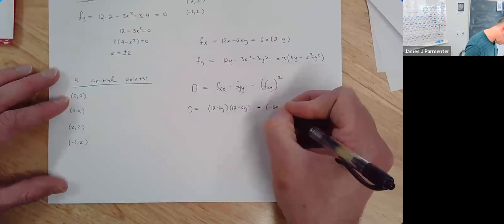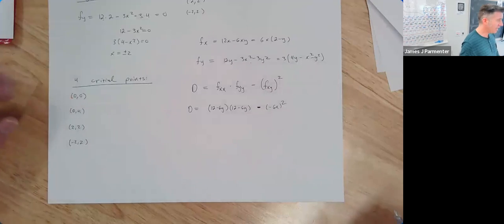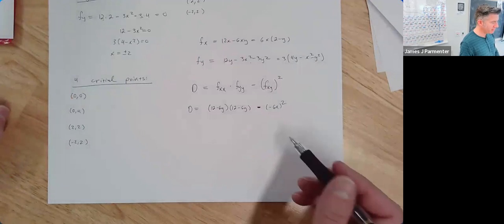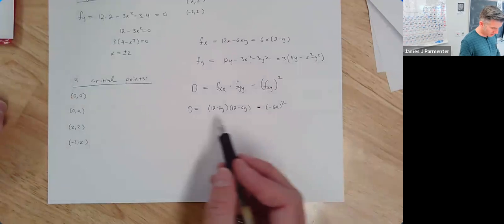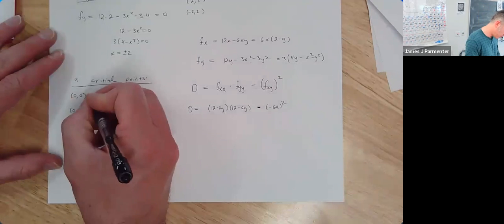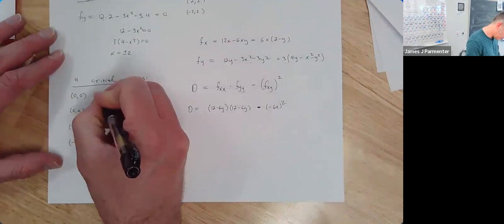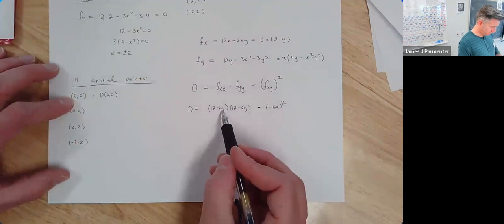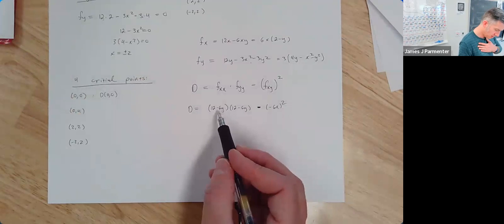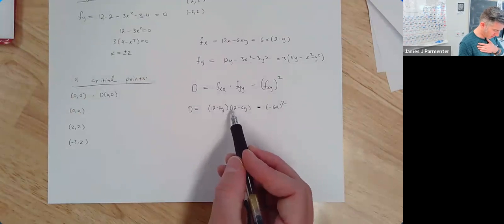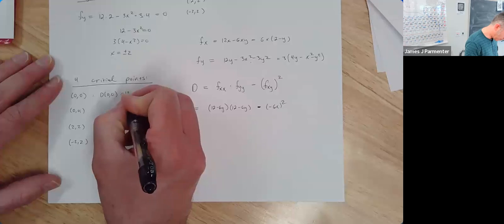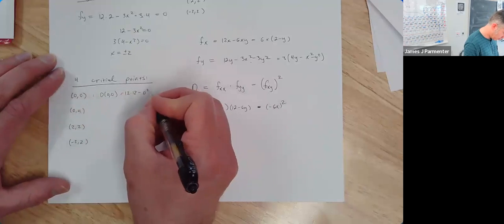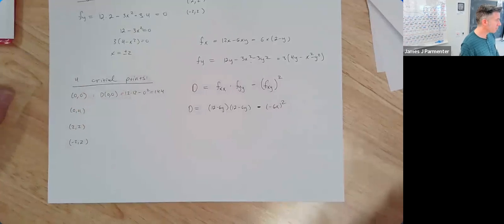Negative 6x. And I think most of the time it is not in your interest to simplify this at all. We're just going to think about what happens when we plug in the points. So I'm going to plug in 0, 0 to this D. If I plug it in, I get 12 minus 0 times 12 minus 0. So I get 12 times 12 minus 0 squared, which is 144.